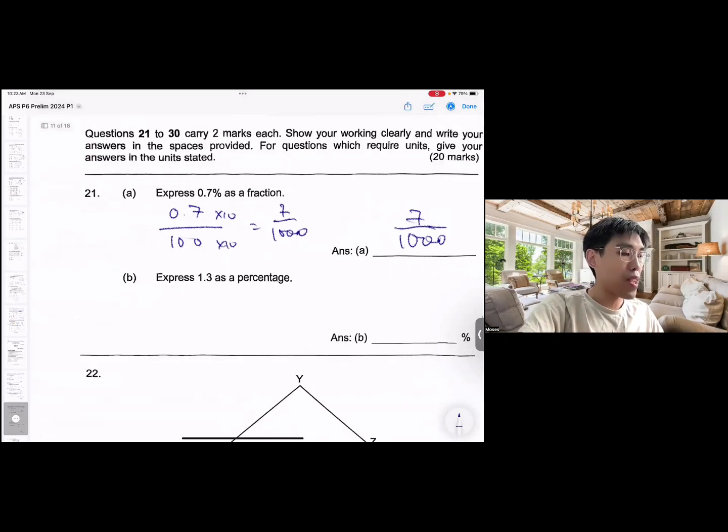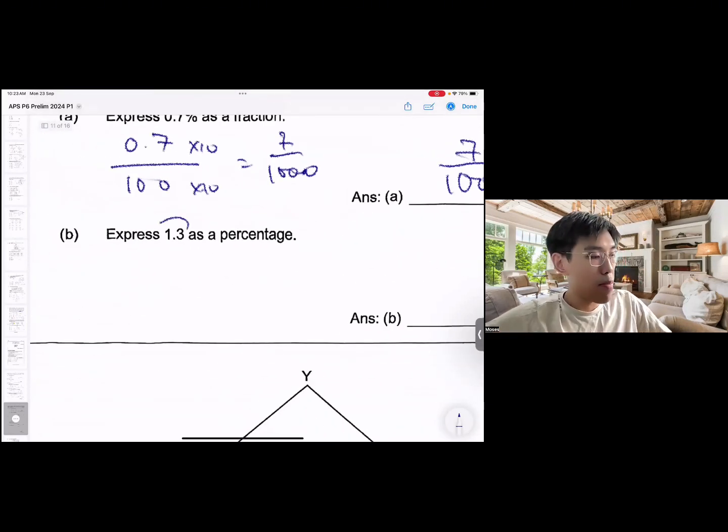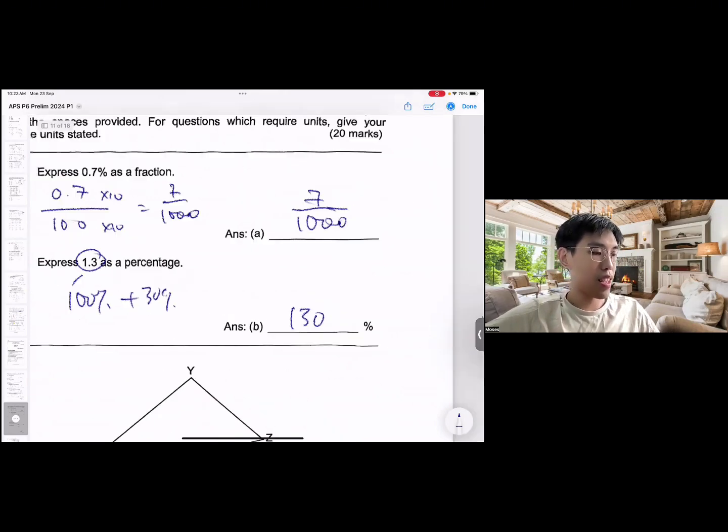Okay, express 1.3 as a percentage. 1.3, one whole is already one whole, so it's 100%. This 0.3 is 30%, so it's 130%.